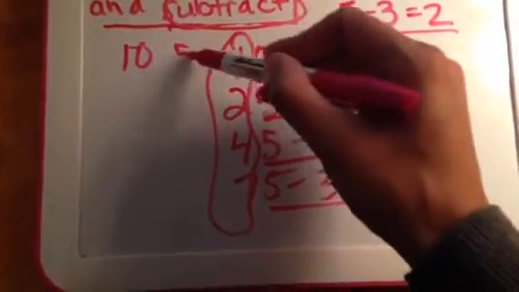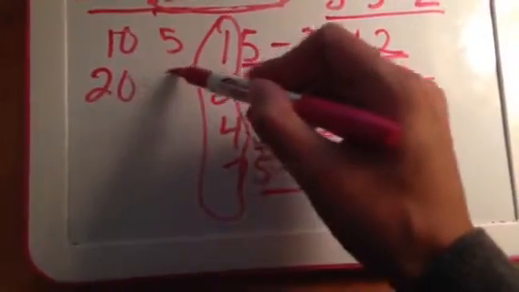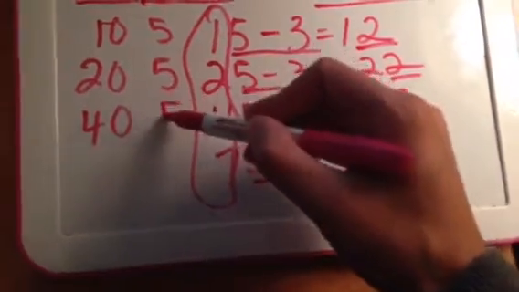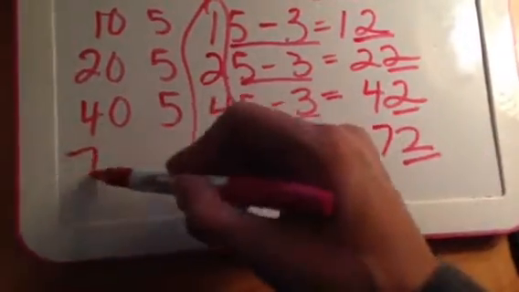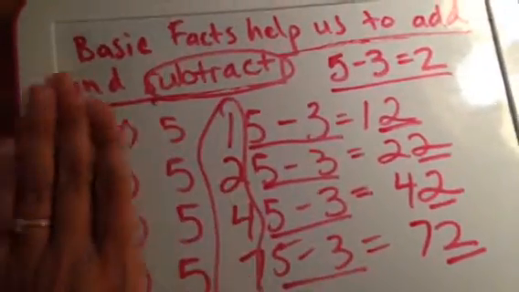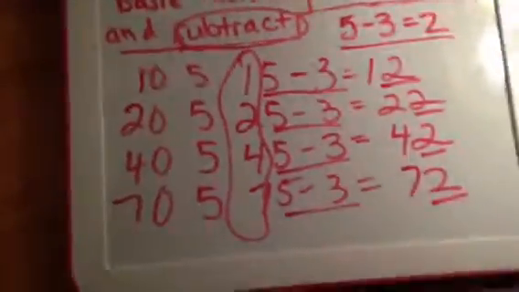Here, I have a number that equals 1 ten, 5. I have a number here that equals 2 tens, 5. I have a number here that equals 4 tens, 5. Number here that equals 7 tens, 5. So you have to ignore the tens place for a second and use that 5, right? And take your 3 away from your 5.